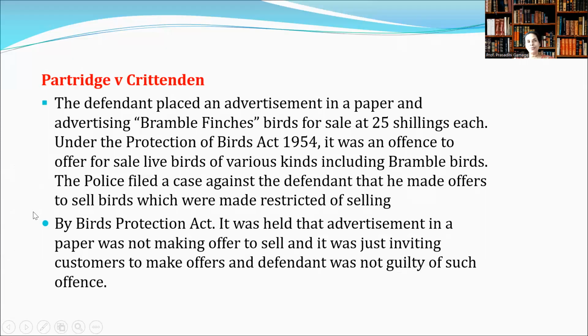The court stated it is not an offer, and it is just inviting a party to make offers. For an example, if you make an offer, then you are guilty, right? The prohibition is for making offers, not invitation to treat.